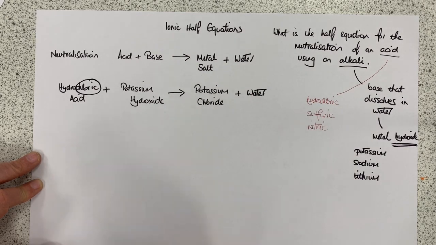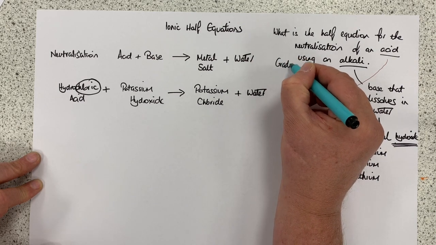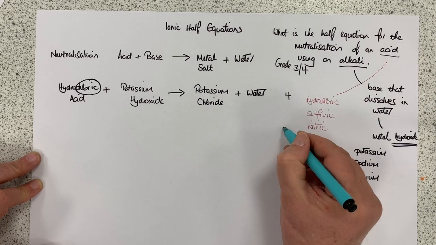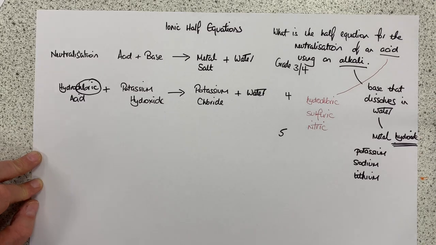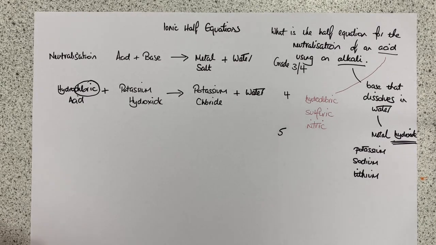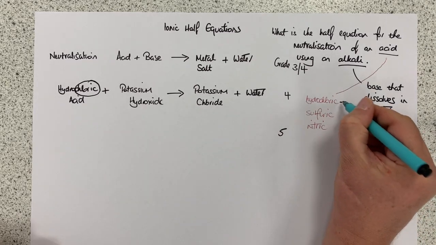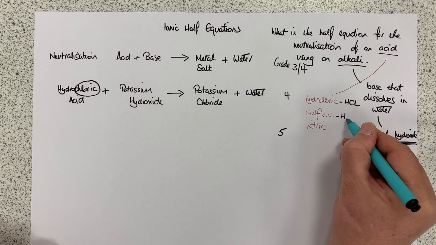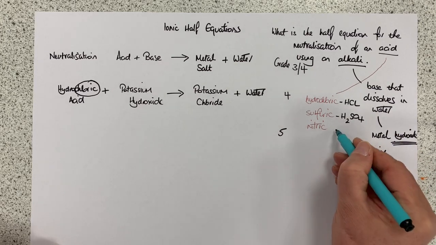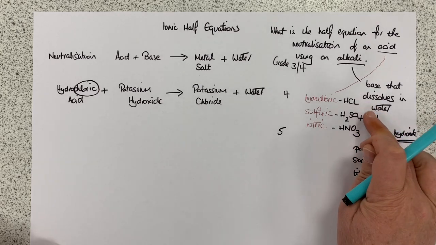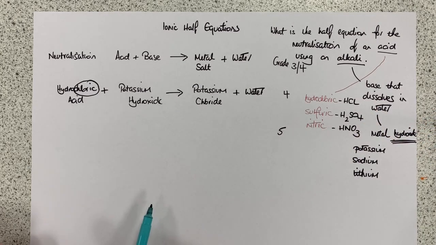Now, here's the problem. This is only your grade 3, maybe a grade 4. This is certainly grade 4. To get to the grade 5, we need to start doing the symbol equations. Okay, so we're going to tackle this horrible symbol equation. All right, well, hydrochloric acid is HCl. And while we're at it, sulfuric acid, H2SO4, and nitric acid, HNO3. Those three you need to remember, okay?